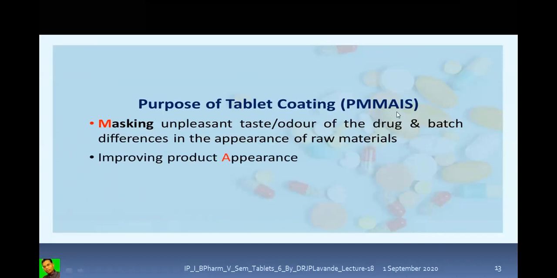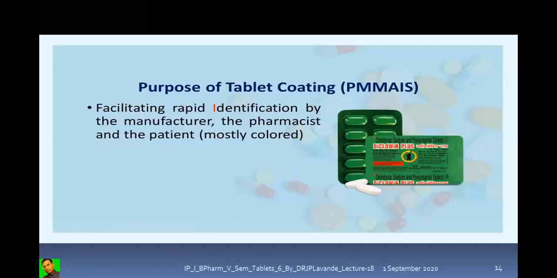The next is the appearance. A stands for the appearance. Improving the product appearance by offering color. We are making the tablet good as far as its look is concerned. The next purpose is I, which means the identification. The coating of the tablet also helps in the process of identification, right? The kind of color which is given to the tablet.